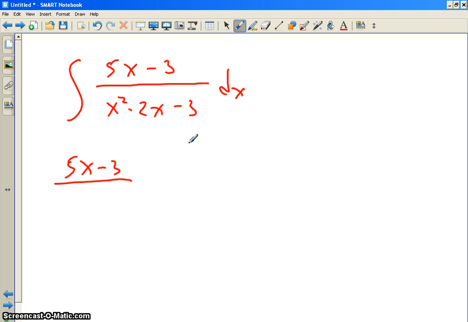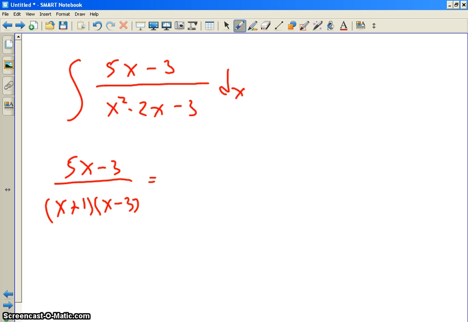First off, can you factor the denominator? Yeah, what are the factors? What multiplies to negative 3 and adds to negative 2? X plus 1, x minus 3? Okay. Right? 1 and negative 3 multiply to negative 3, 1 and negative 3 add to negative 2.